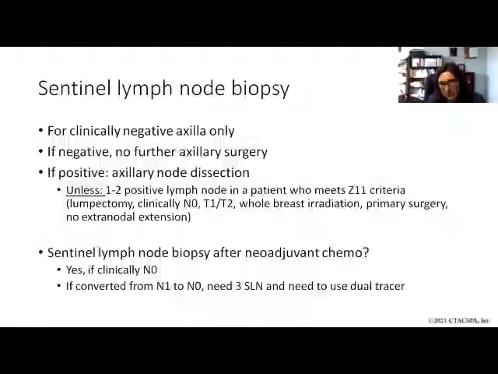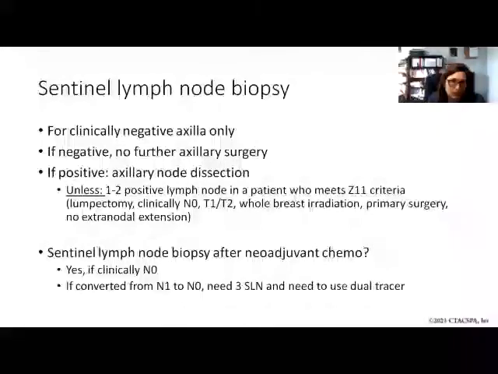So if they converted from an N1 to N0, if you get 3 sentinel lymph nodes, if there's a clipped lymph node, you want to remove the clipped lymph node as well. And if you use both tracers, your sentinel lymph node biopsy is good enough, meaning that you can trust its results. Any other situation, you only get 1 sentinel lymph node, you don't have technetium available, and you can only use blue dye, in that situation, you need to do an axillary dissection, even if their axilla is node negative.